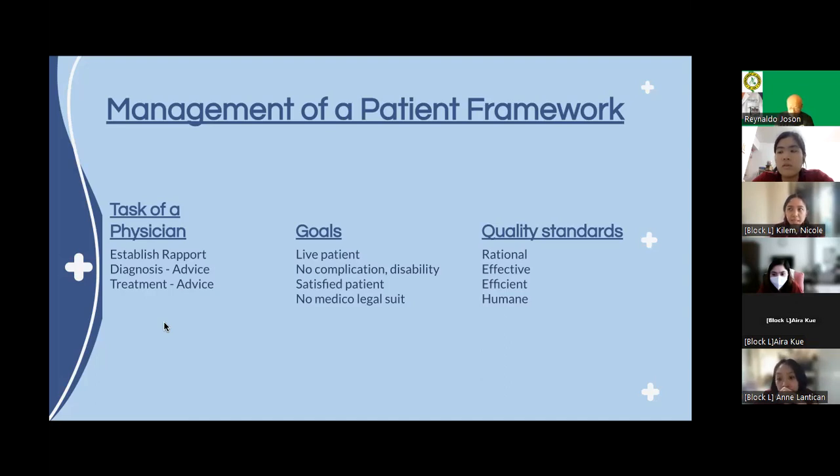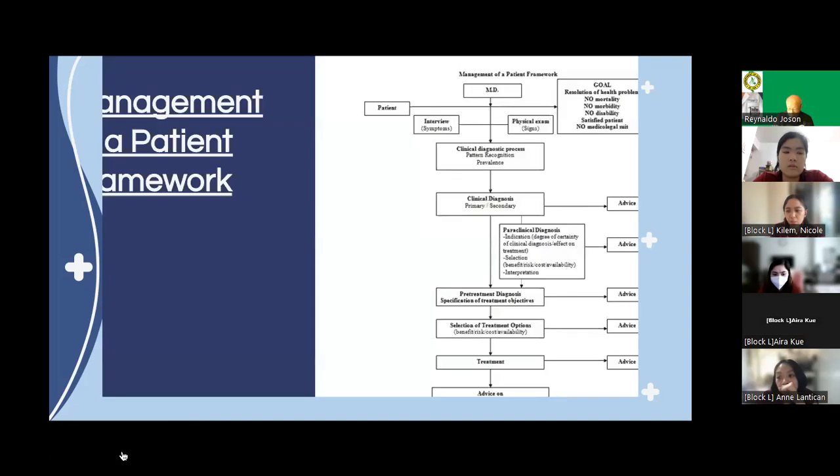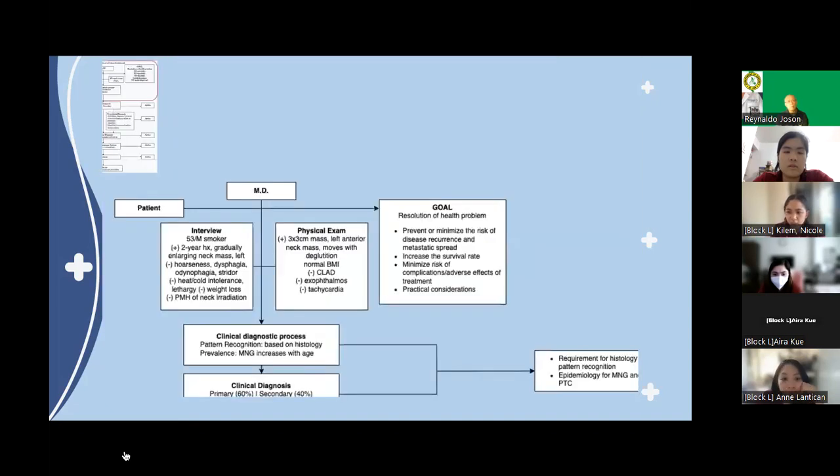So it's made clear and reaffirmed, and they're also part of the process of identifying what diagnostics to order and what the treatment is. Through this process, we should be able to establish rapport. So here is the management of patient framework as developed and given to us by Dr. ROJoson. This is the patient framework made specifically for a patient.